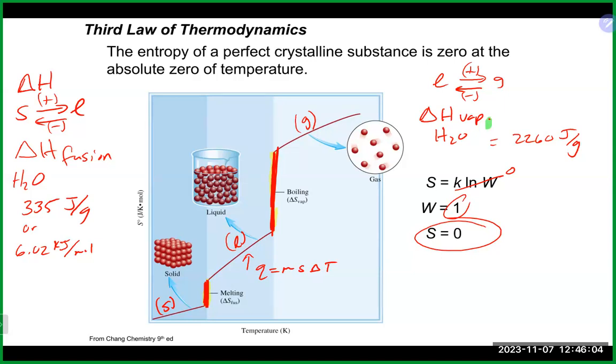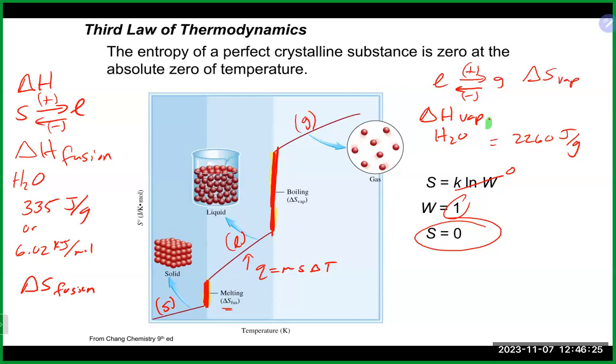We also have, as you can see here, entropy values for these things. The delta S of fusion is the entropy change that occurs as you go from solid to liquid or liquid back to solid, and our delta S of vaporization is the entropy change that occurs as you're doing that transition as well.